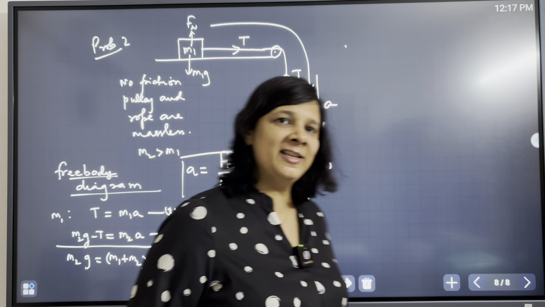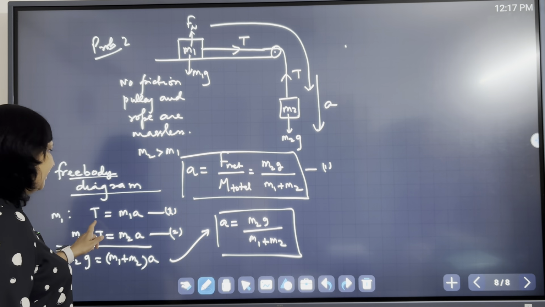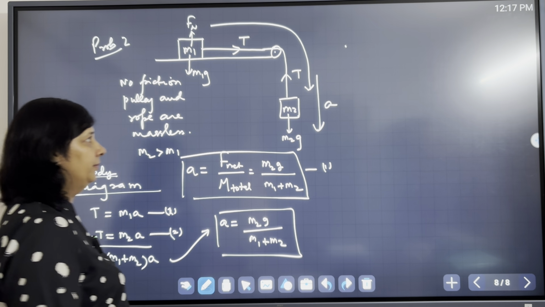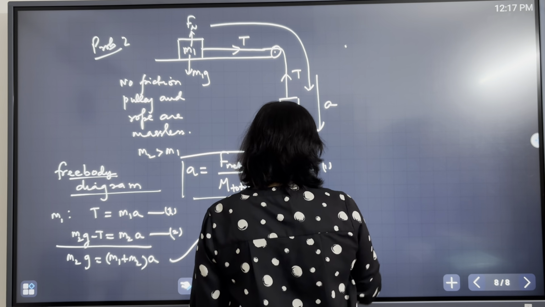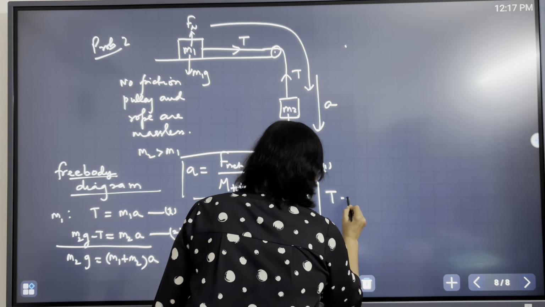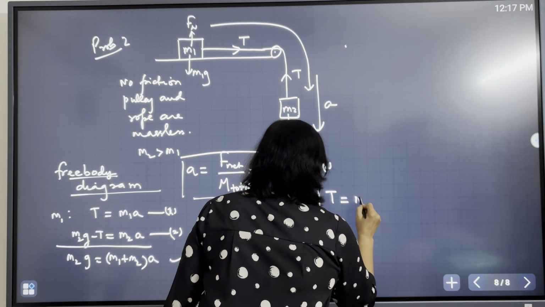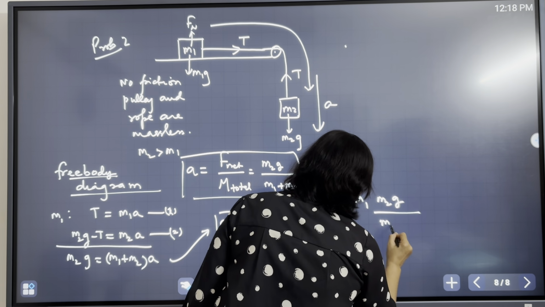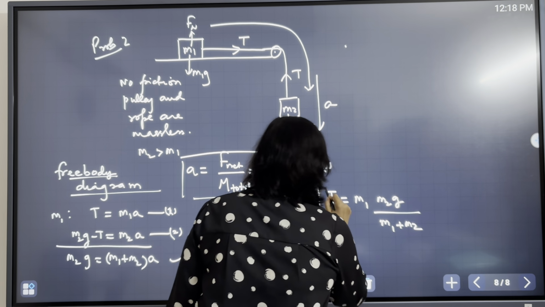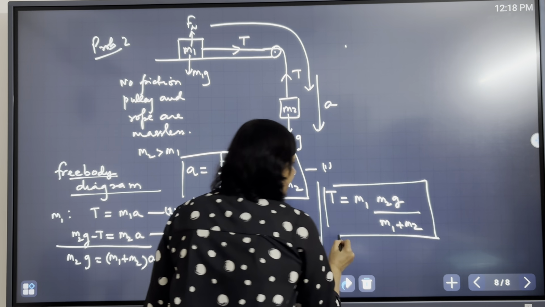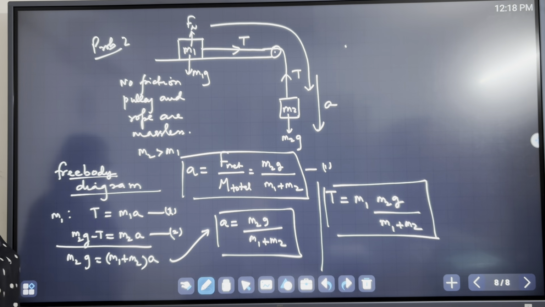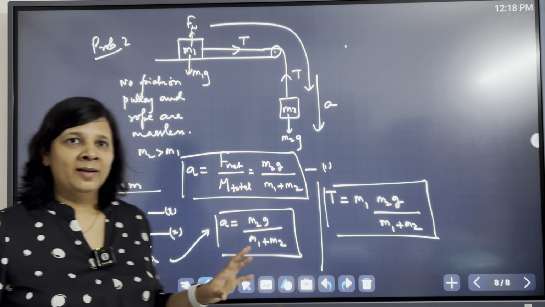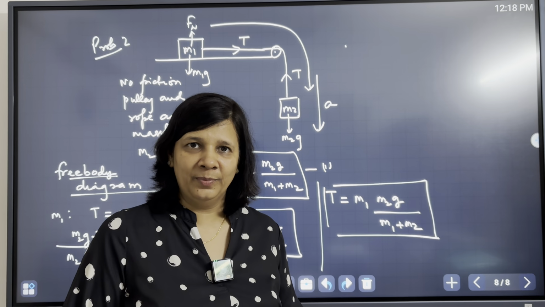Now you can find the tension. How to find the tension? Just substitute the value of A. So T will be M1 into A, with A as above. This is the amount of tension in the rope. I hope the concept is clear.